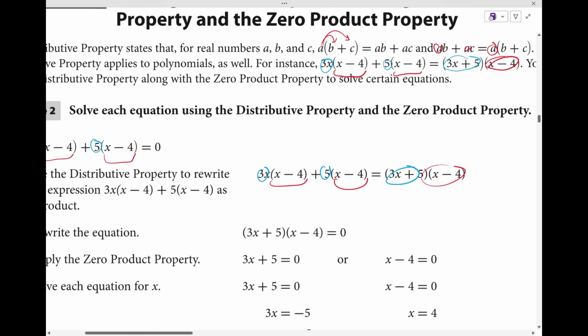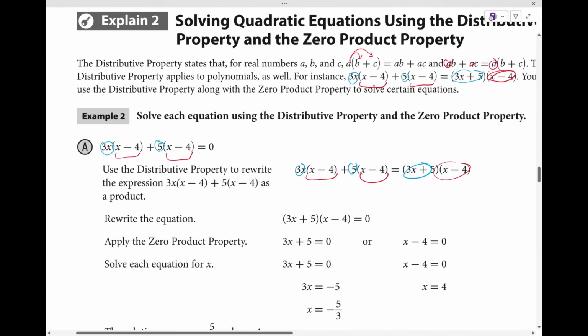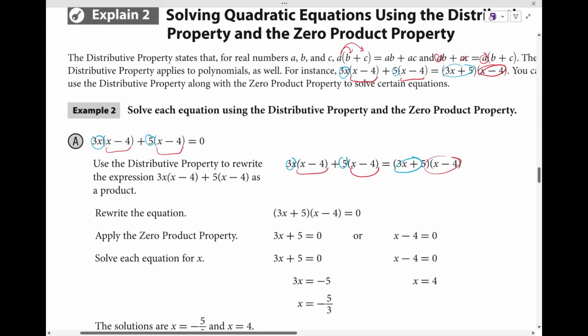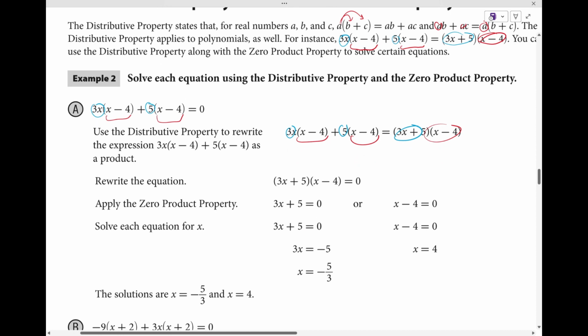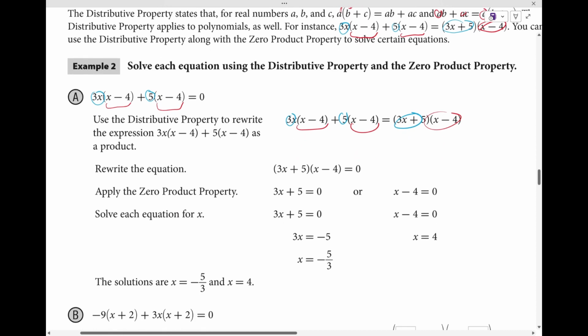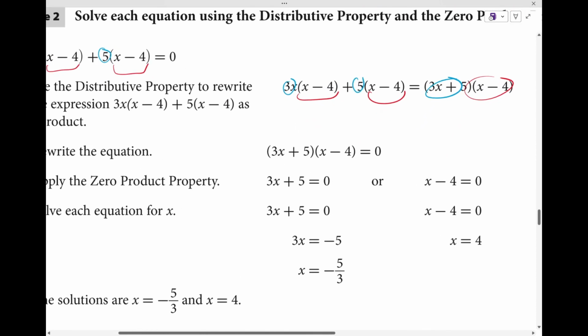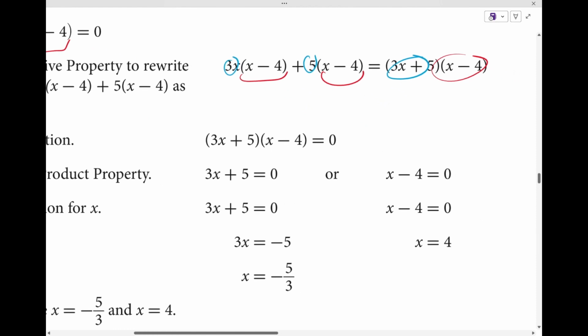We talked a little bit about it with factoring by grouping, but we only touched on that like once. So, assuming you know how to do that, now we have a quadratic in factored form. Two linear factors, we've got 3x plus 5, and we've got x minus 4.